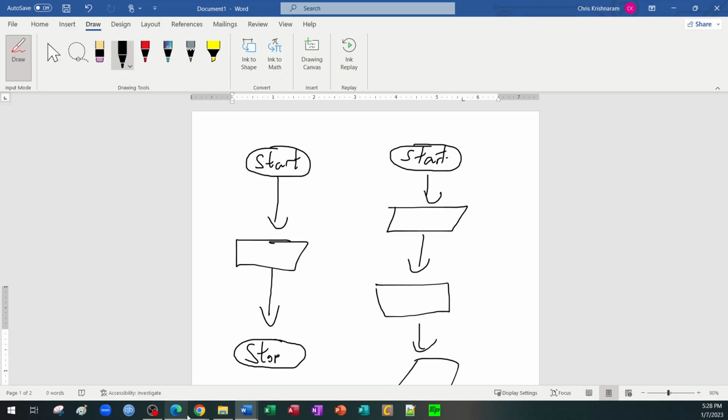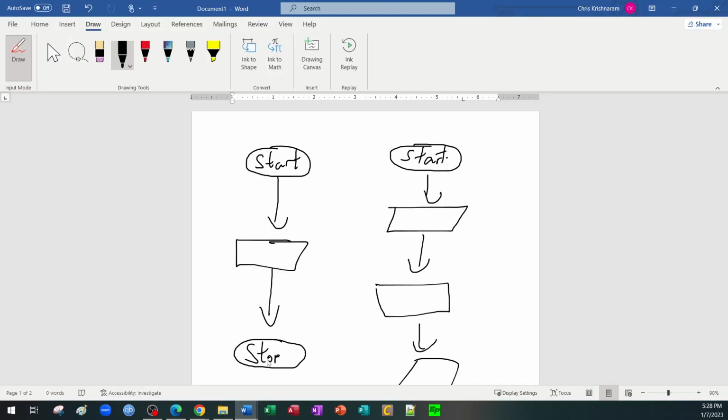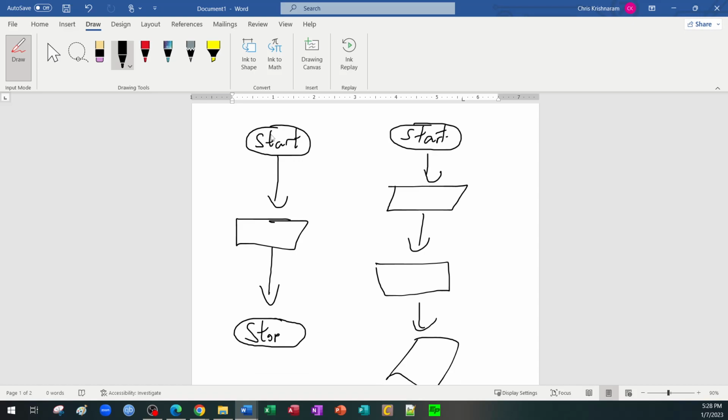Alright, so the connector symbol, as the name implies, is basically used to connect. What are we connecting? We're basically connecting one flowchart to another. So with this example here, the one on the left hand, it's a very small flowchart. We have start, then we have another symbol in the center, and then we have stop. This is the basic layout of a flowchart. It must have a starting point, it must have an ending point.